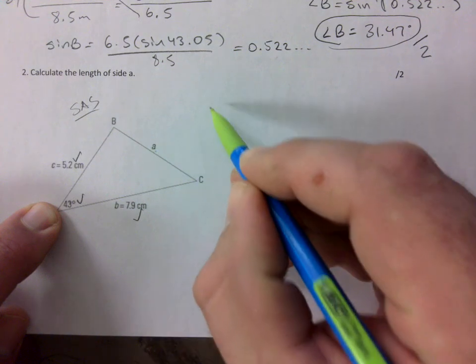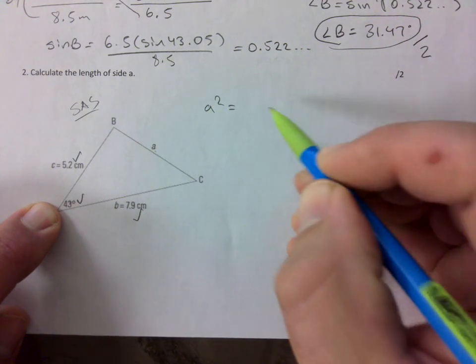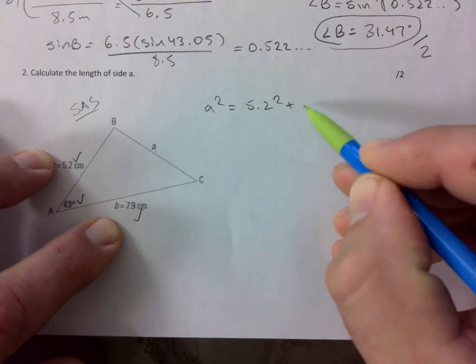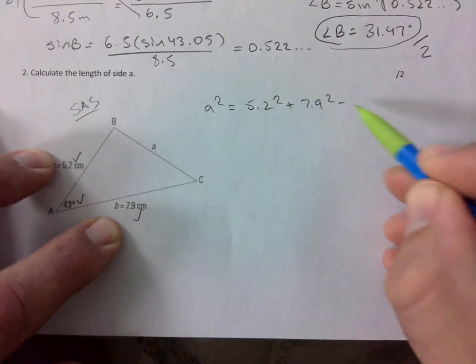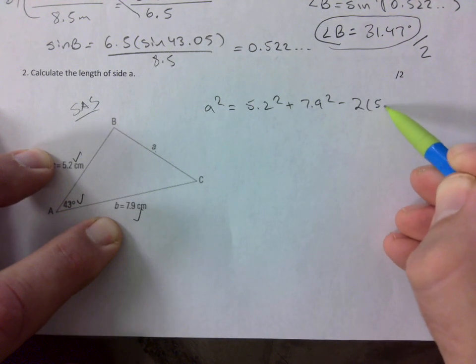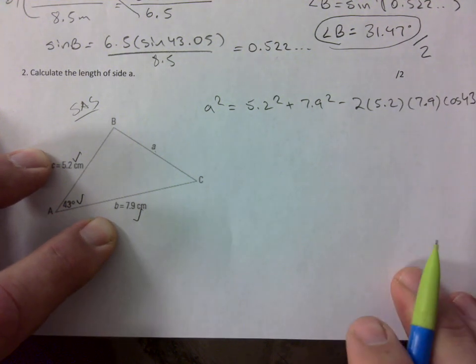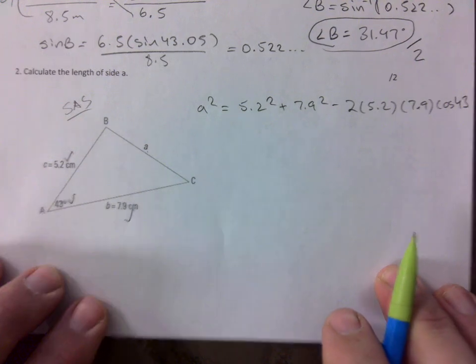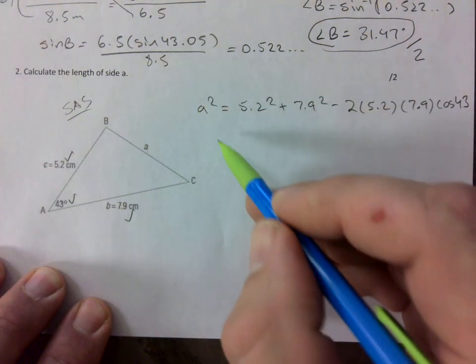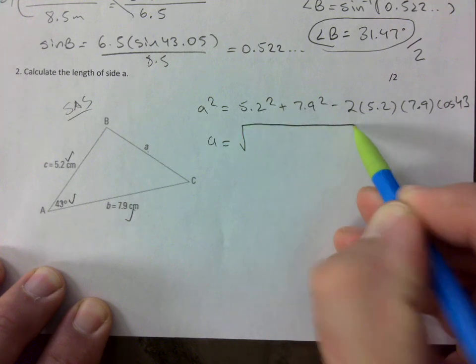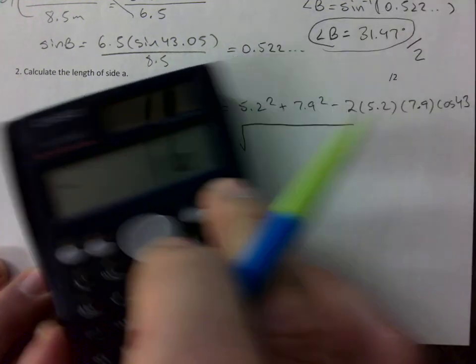So to figure out A, you go A squared is equal to 5.2 squared. Does this one look familiar to you? Straight from your booklet, guys. Cosine of 43. Yeah, so 1 mark there. If you have that, you get a mark. The next line for me is usually just take the root of whatever this gives you.